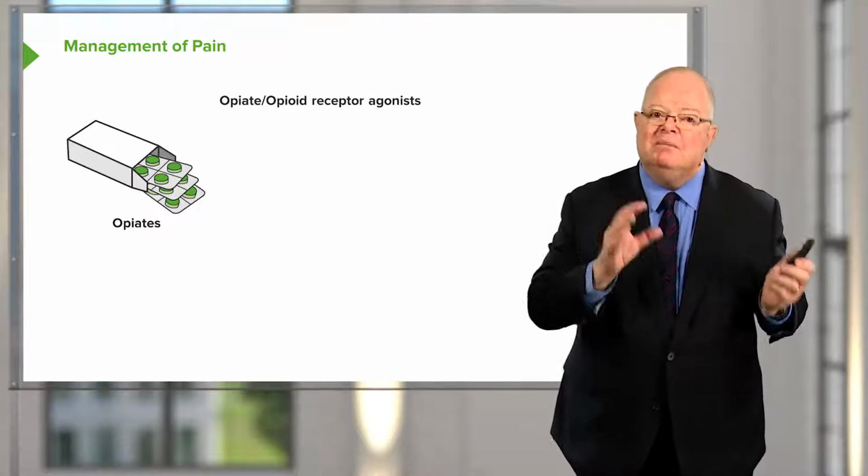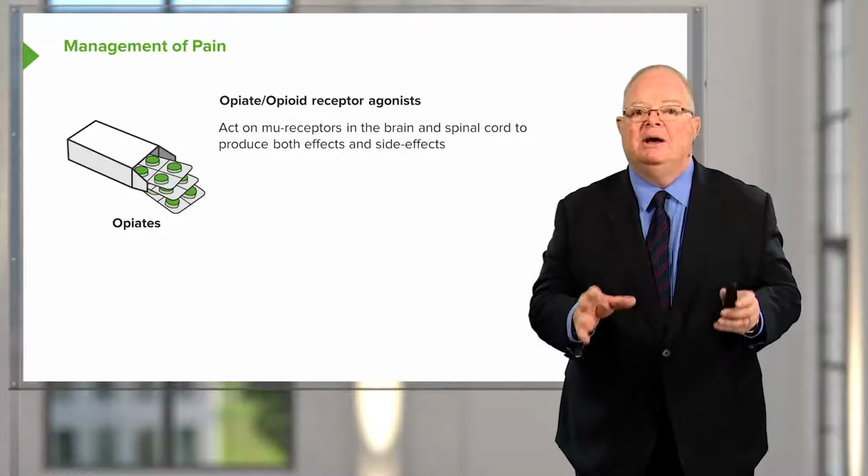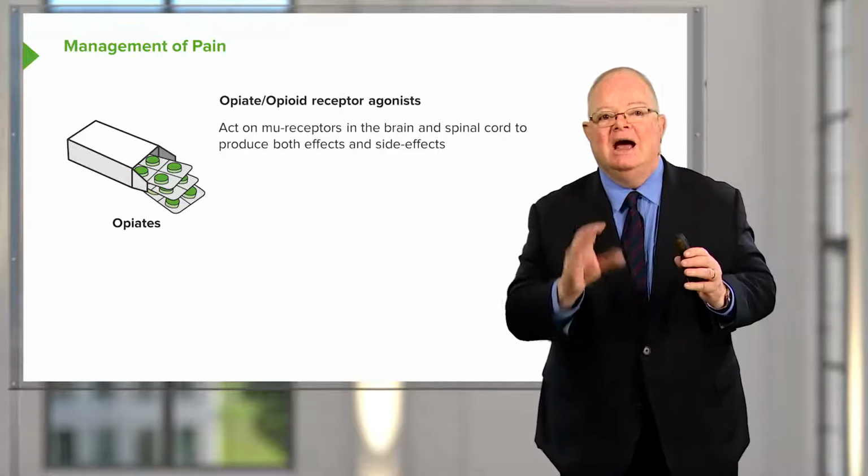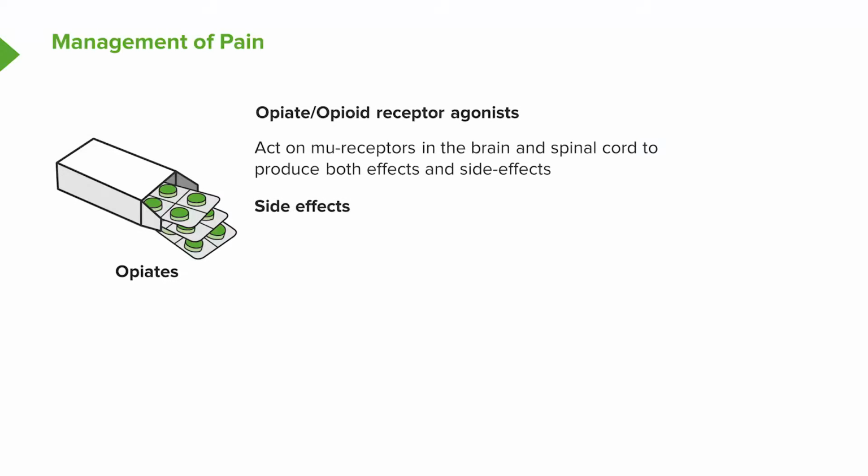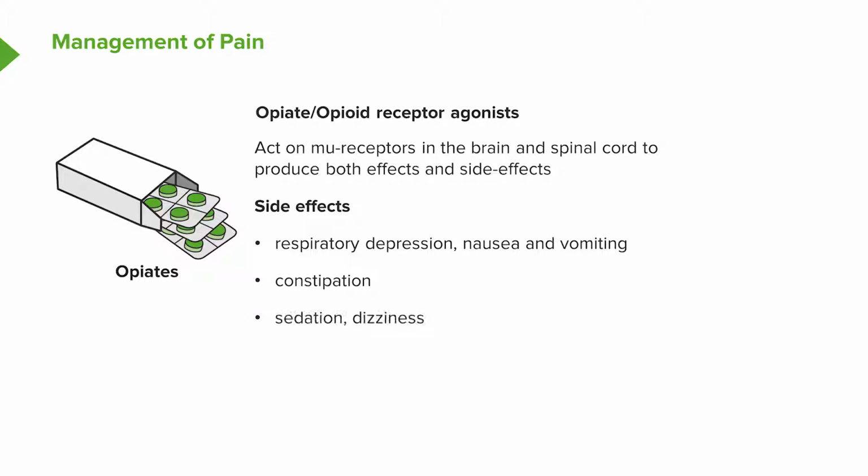So opioids, as I've mentioned, act on the mu receptor in the brain and spinal cord to produce both effects and, unfortunately, side effects. And the side effects are common: respiratory depression in higher doses, nausea and vomiting at very low doses, constipation, extremely common, sedation, very common, dizziness, sometimes euphoria, but the majority of people have dysphoria, which is the opposite of euphoria. Instead of feeling happy, they just feel generally lousy. Confusion, muscle rigidity, pruritus are also potential complications.